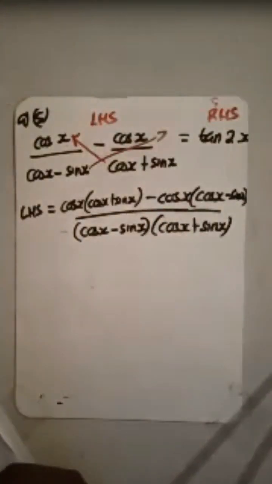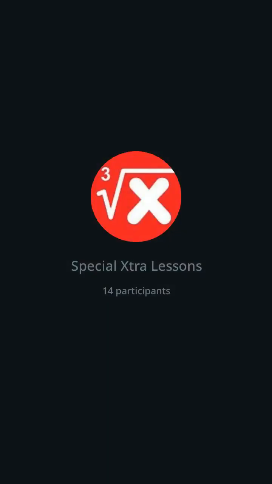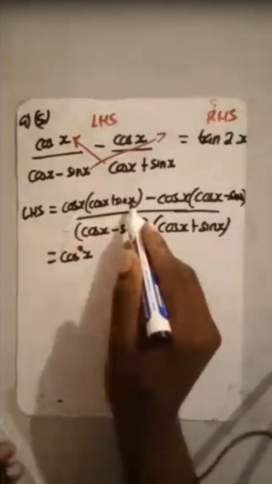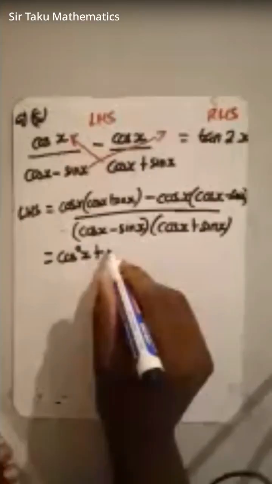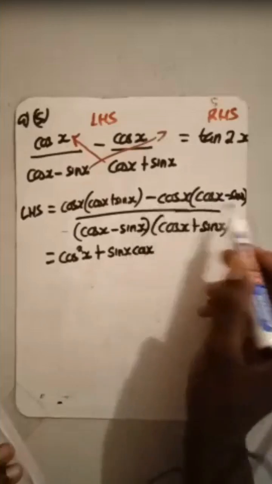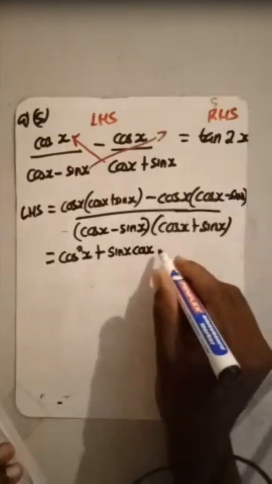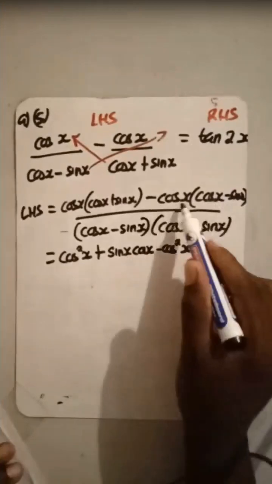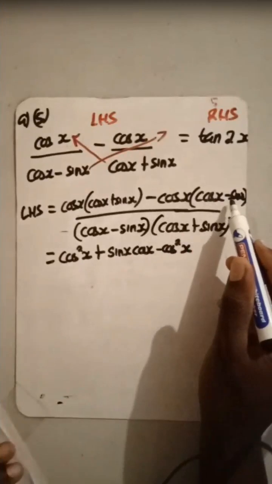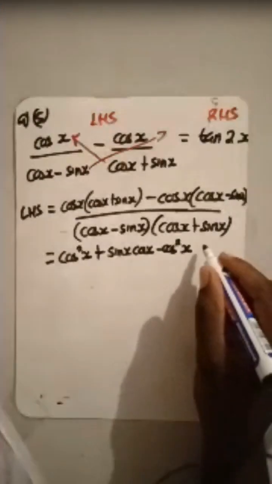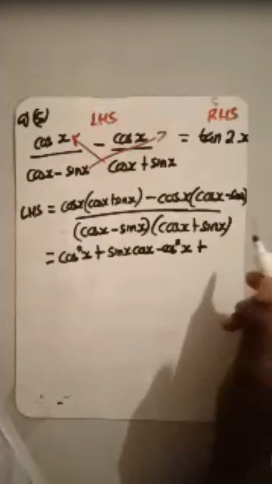Now I am going to expand the numerator, which gives me cos x times cos x, so I get cos squared x. Then cos x times sine x, I am going to get sine x cos x. Negative cos x times cos x, we are going to get negative cos squared x. Then negative cos x multiplied by negative sine x, what am I going to get? I am going to get positive, right?